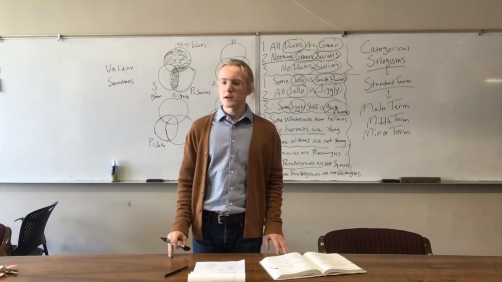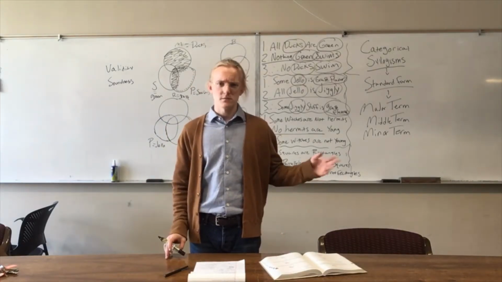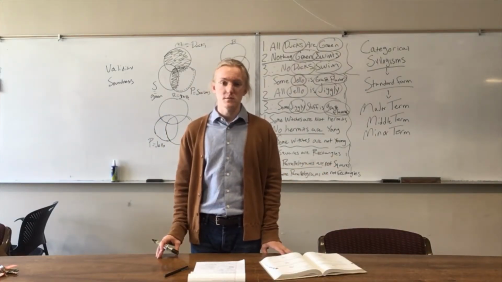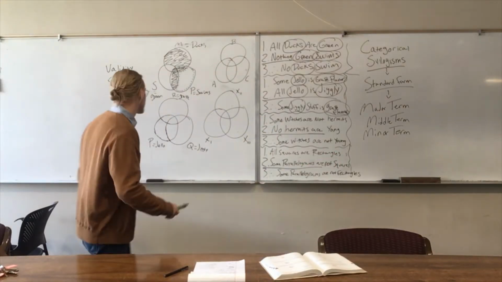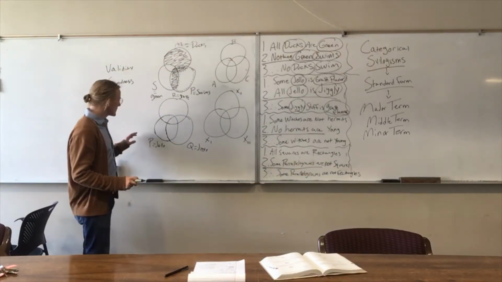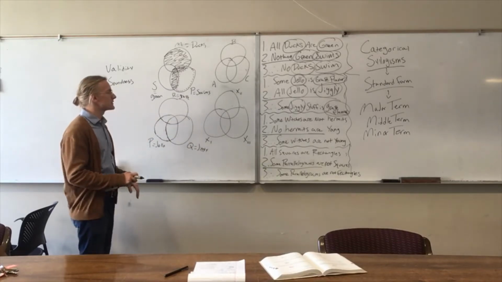Okay, I apologize for the cut. I made a mistake in my first iteration. I confused myself. So let's do it right this time. Okay, so we have Jello, jiggly, and grape flavored.